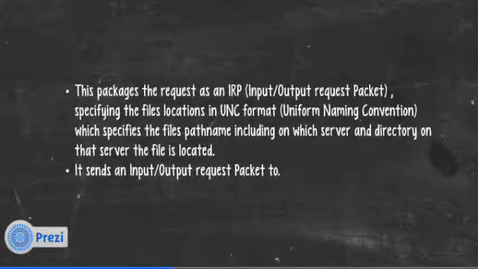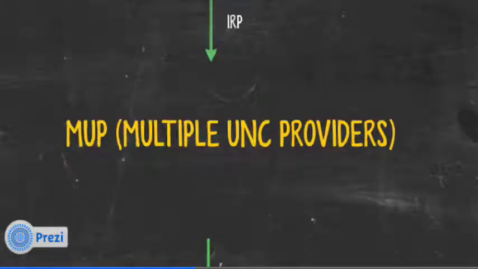This packages the request as an IRP, input-output request packet, specifying the file's location in UNC format, Uniform Naming Convention, which specifies the file's path name, including on which server and directory on that server the file is located. It sends an input-output request packet to multiple UNC providers.